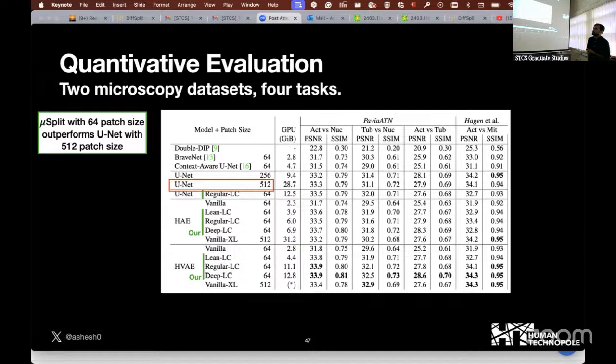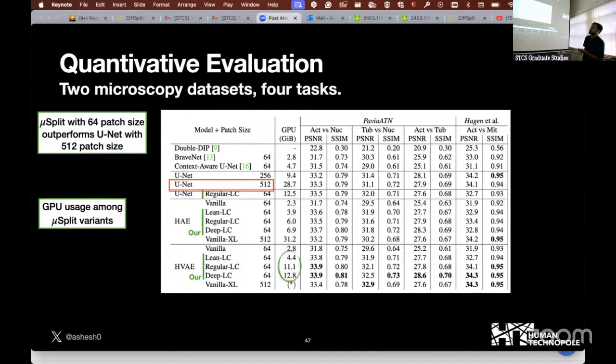The first is that we trained a UNet with a patch size of 512, and it took quite a lot of GPU resources for training, and we were still able to outperform it using our DeepLC, which took less GPU consumption and was trained with a patch size of just 64. Of course, it should not come as a surprise, because the additional LC inputs indeed capture the context. So you really don't need large patches. You could just train with small patches as long as your primary input is in the full resolution.